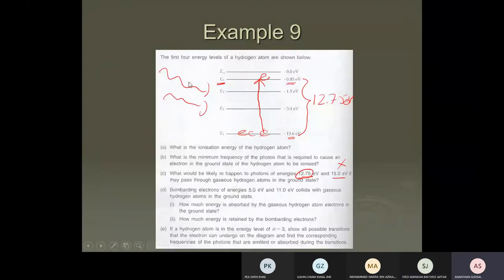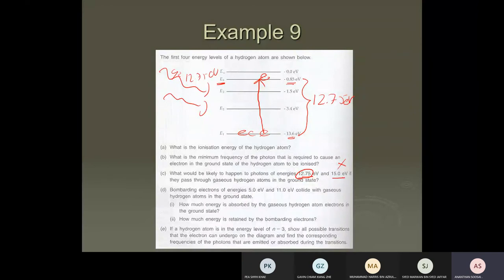So if you have a green light, let's say 12.75 eV is the green light and 15 eV is a blue light. Green light and blue light, both you shine at this atom. The one later re-emitted out will be the blue light. Only blue light will be leaving the atom. What happened to the green light? The green light will be absorbed by the electron. Let's say green light is 12.75 eV, so green will be absorbed by the electron and go to the 4th level.